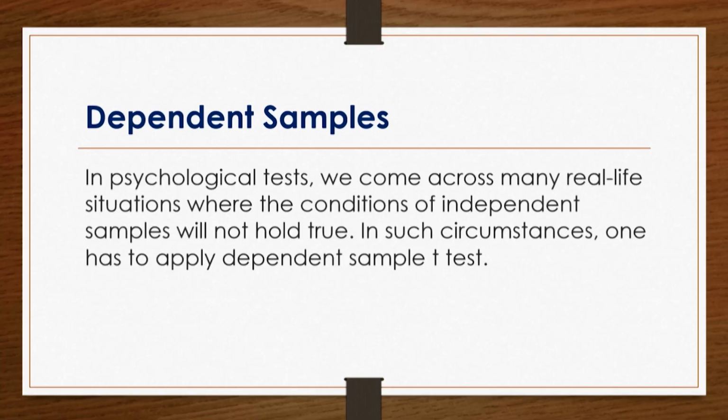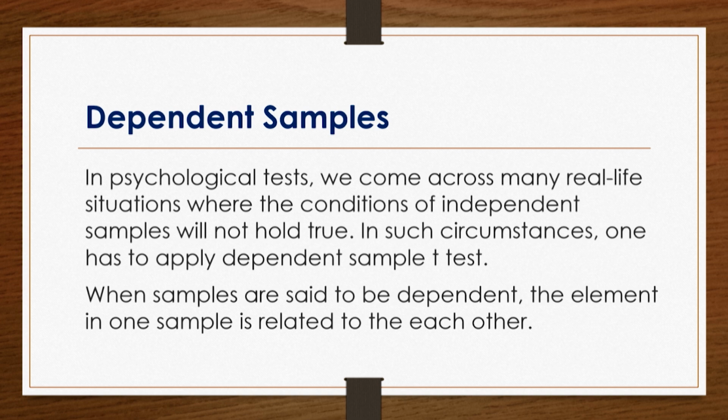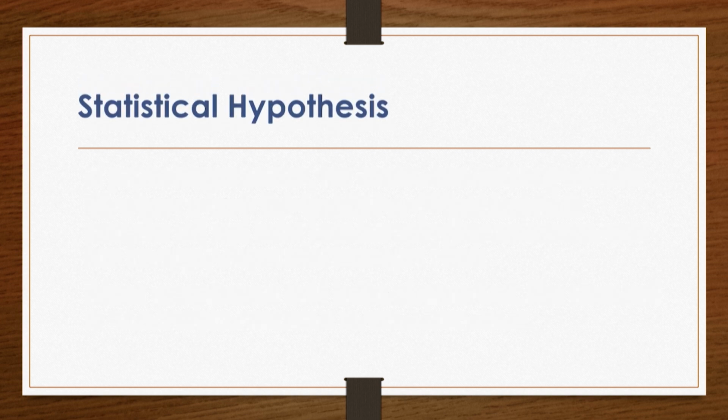In psychological tests, we come across many real life situations where the conditions of independent samples will not hold true. In such circumstances, one has to apply the dependent sample t-test. When samples are said to be independent, the elements in one sample are not related to one another.